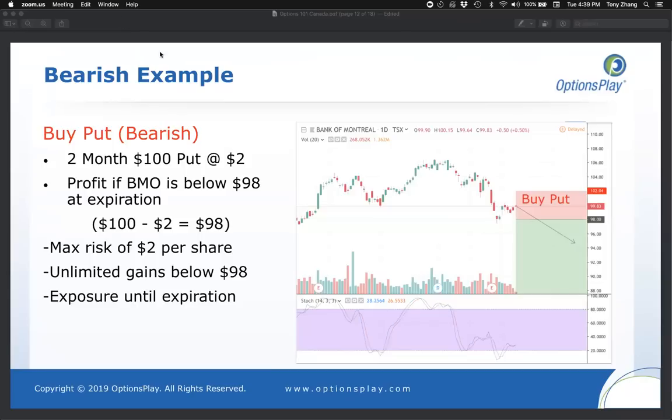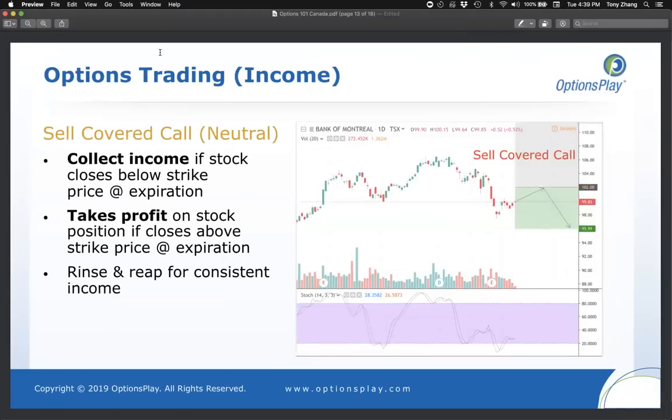Next, what I want to explore is really selling a covered call. This is an income generating strategy. So many other strategies that you'll learn as you learn more about options trading are going to be based on income generation. And one of the best ways to learn about how to generate income using options is to sell covered calls on the stocks that you own in your account.